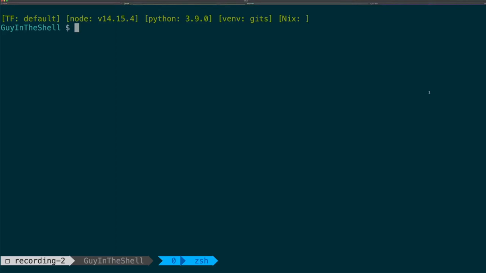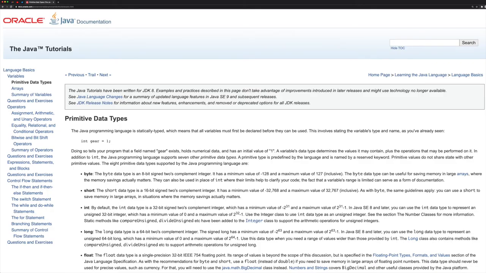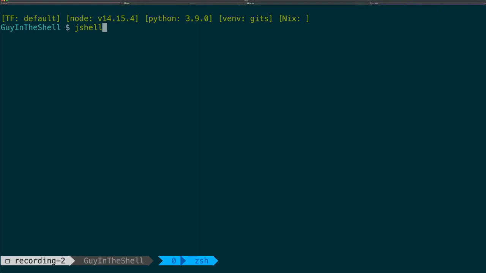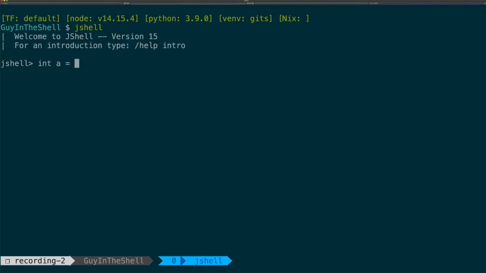For a few years now, Java comes with an interactive shell called JShell. We'll use Java because, according to its documentation, the default primitive type to store integers is int, which is a 32-bit signed integer. Let's open a shell. If we declare an int that is equal to 1, we get a 1.